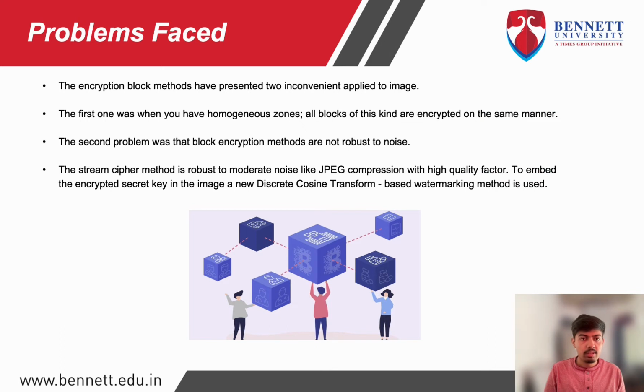What are the problems faced while encrypting the images? The block encryption methods present two inconveniences when applied to images. The first one is when you have homogeneous zones, all blocks of this kind are encrypted in the same manner. The second problem is that the block encryption methods are not robust to noise. The stream cipher method is robust to moderate noise like JPEG compression with high quality factor. To embed the encrypted secret key in the image, a new discrete cosine transform based watermarking method is used.